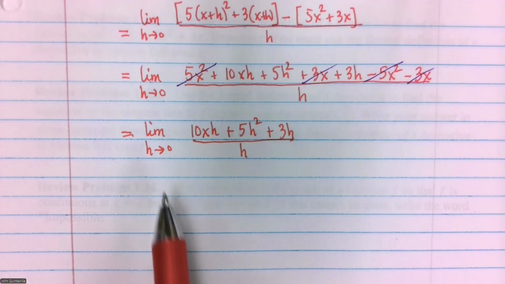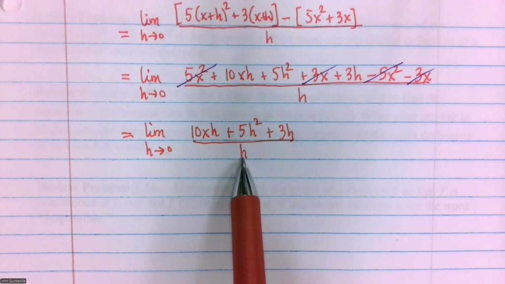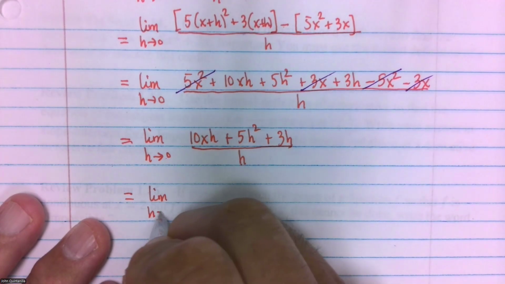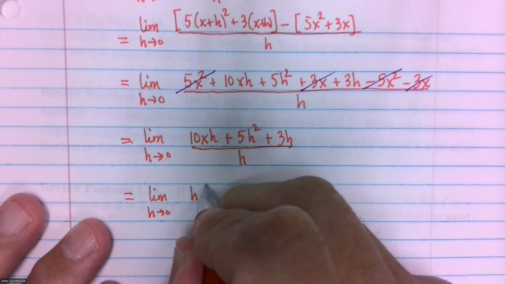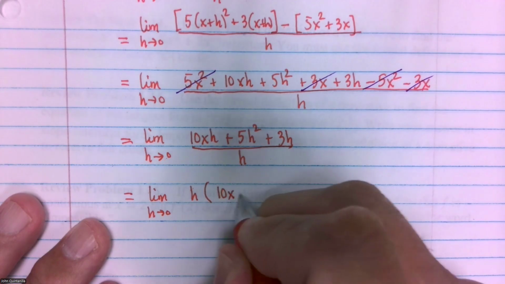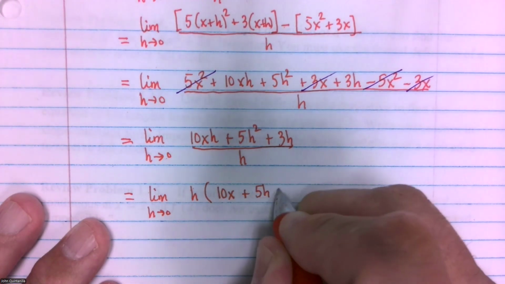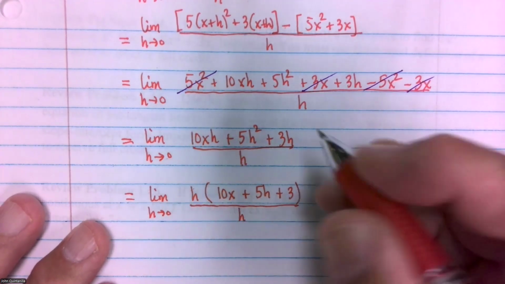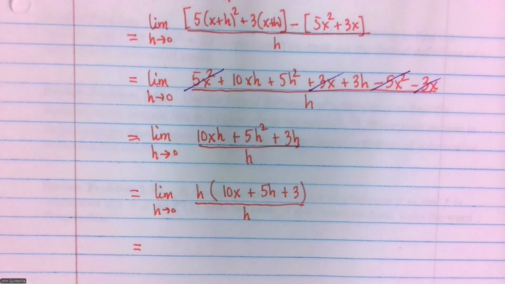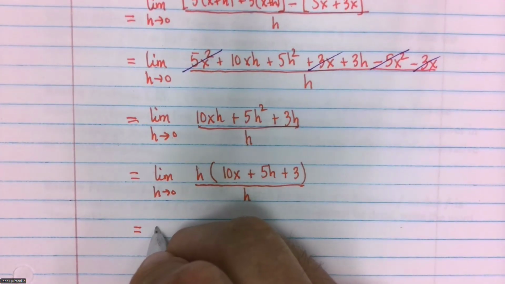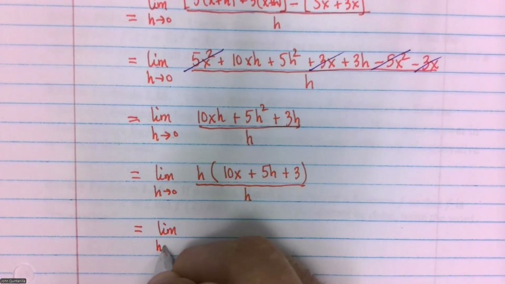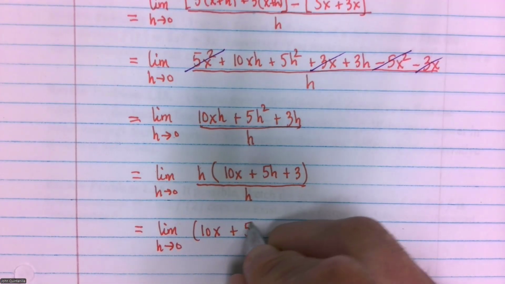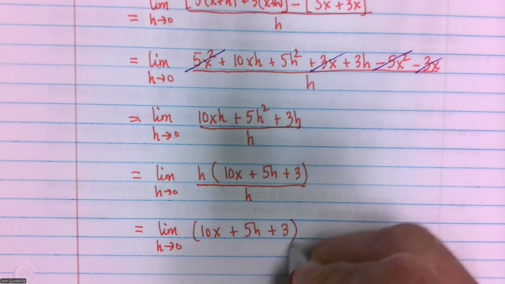Okay, now I still can't plug in 0 because of the h in the bottom. However, I can factor out the h on top. So limit as h goes to 0, and I can factor out an h on top. I have 10x plus 5h plus 3, all divided by h. And so the h's cancel, and so I have the limit as h approaches 0 of 10x plus 5h plus 3.